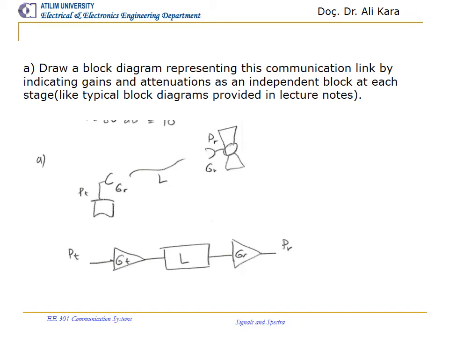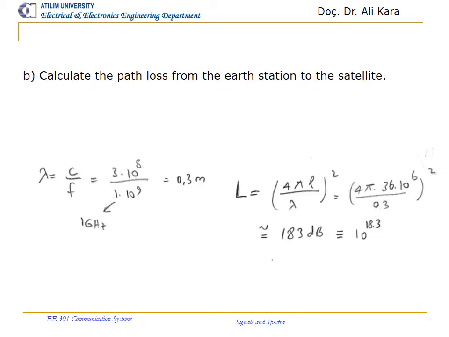In terms of gains and losses, there will be a transmission gain, path loss, and finally receiver gain. Path loss formula is provided for you in the formula sheet. You need to calculate the wavelength from the given parameters in the question, and then put all the values in the path loss formula for calculation. Here, be careful about the units, so you do not make a mistake.